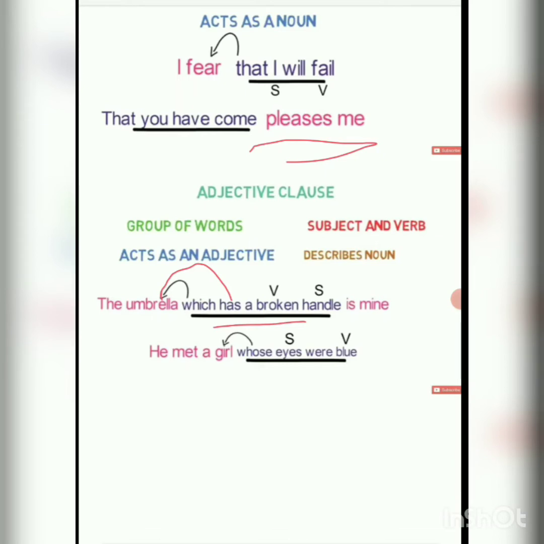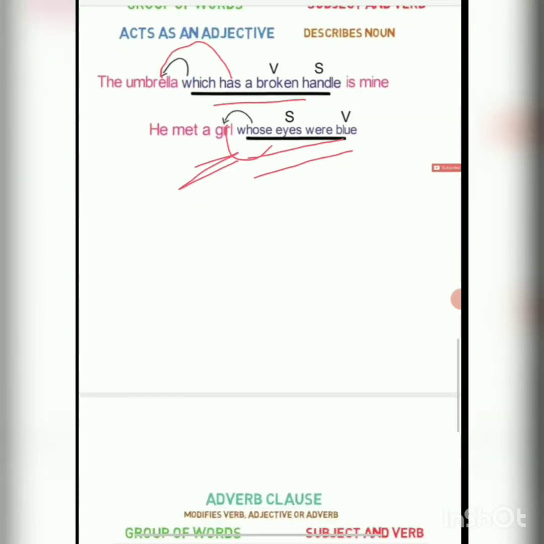Again, in this second sentence, if you see, he met a girl whose eyes were blue. Okay, so here this clause also describes the noun girl. Okay, what is the description of the girl? That her eyes were blue. So this clause, whose eyes were blue, is an adjective clause because it is describing the noun girl. Clear, children? Okay, let's move further.